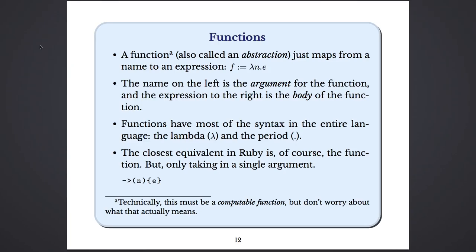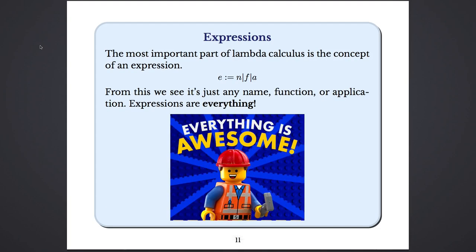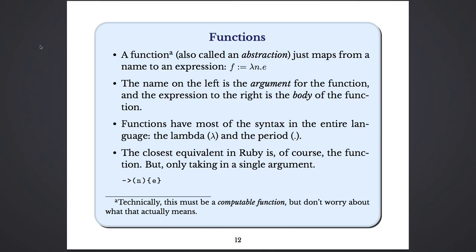And the syntax we use is this kind of thing. Here we're defining a function that takes in a name and maps to some expression. It can be any name and it can go to any expression. And as we already said, expressions are literally everything. So you can go from a single name to literally everything in lambda calculus. The name part is called the argument, a common term in programming, also called parameters, or there are other terms. All of those terms will be used in lambda calculus too. The expression that it maps into is the body of the function, the stuff that actually happens in the function.